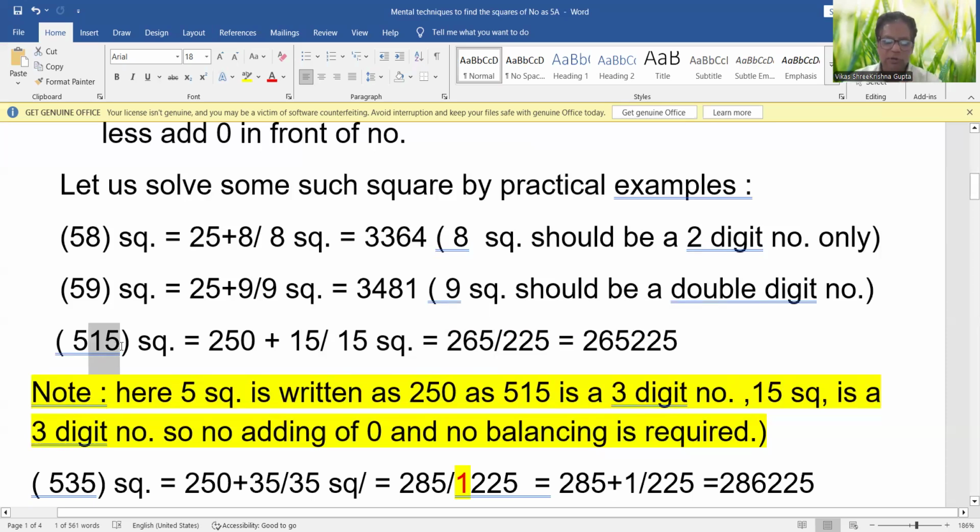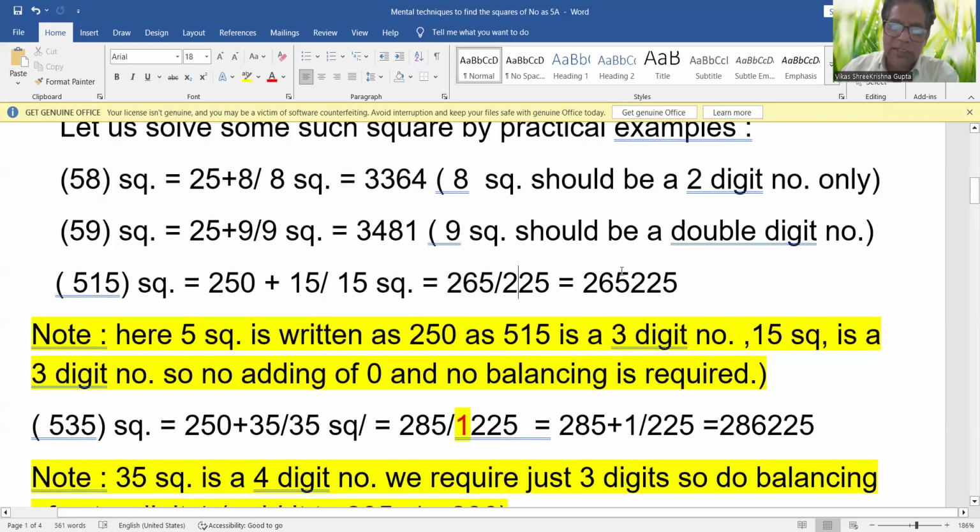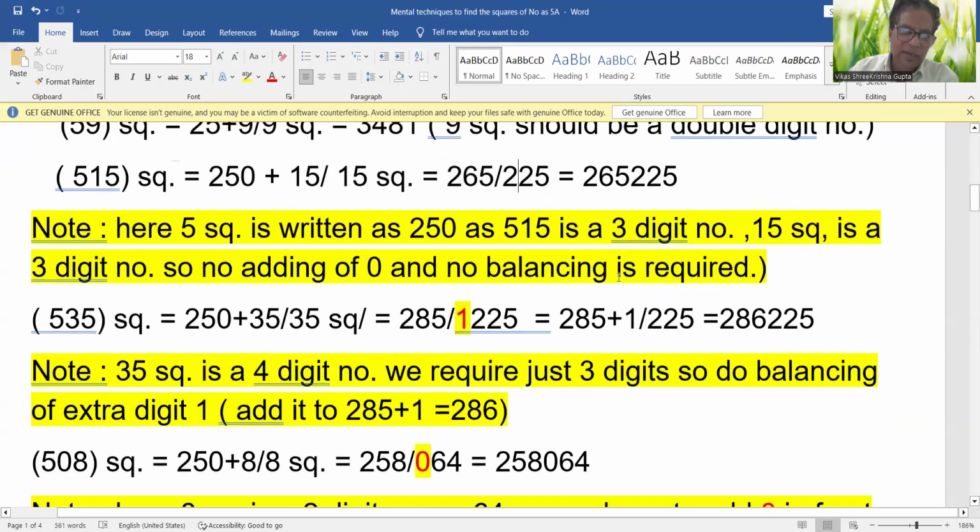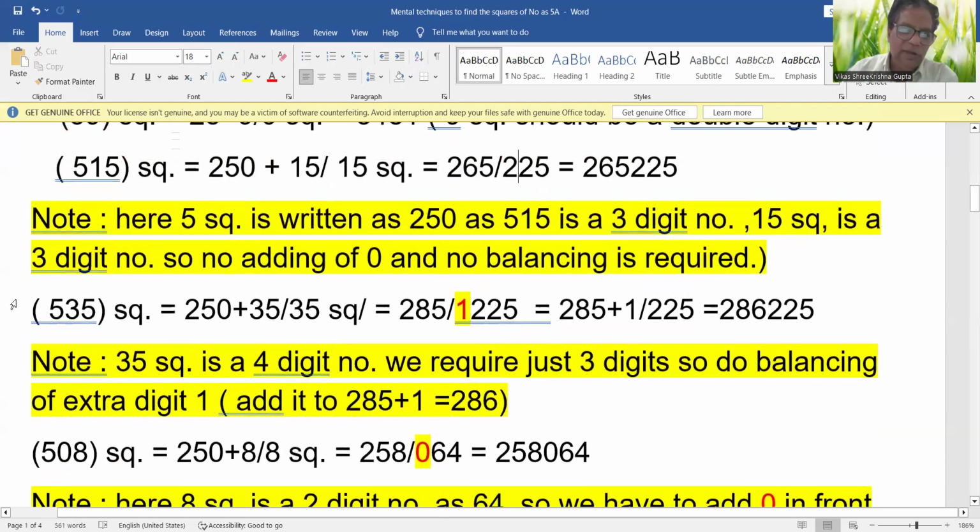Now 15 square is equal to 225, a 3-digit number. So no balancing is required. No adding 0 in front of them is required. Already I am getting a 3-digit number, and 15 square is already a 3-digit number. So nothing is required to be done. Simply, the answer is 265225.